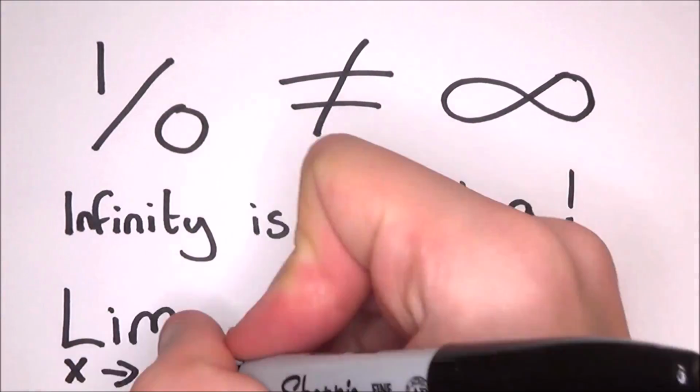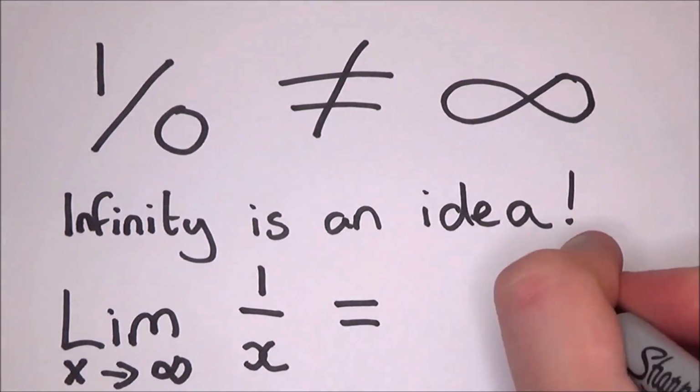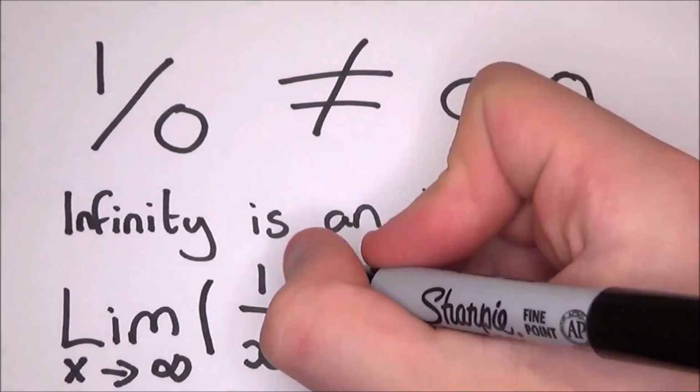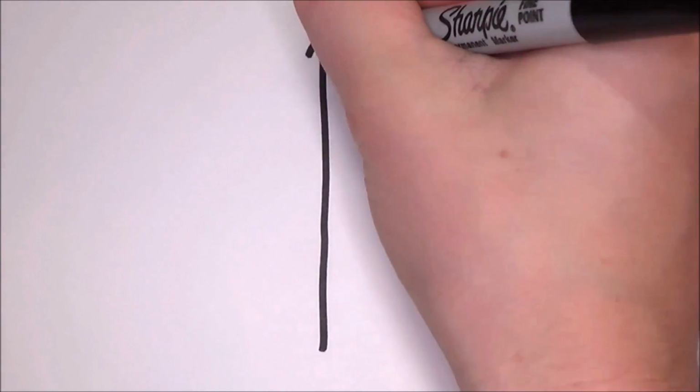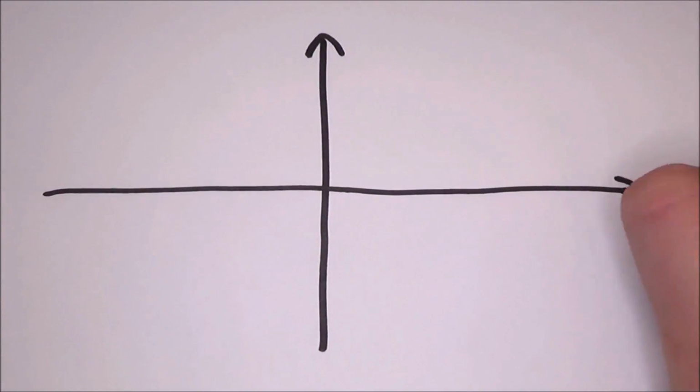What we have to say is that if we take the limit of 1 over x as x tends to 0, then we have infinity. This is a perfectly valid statement. But why we can't just say this is, it depends which way you look at it.